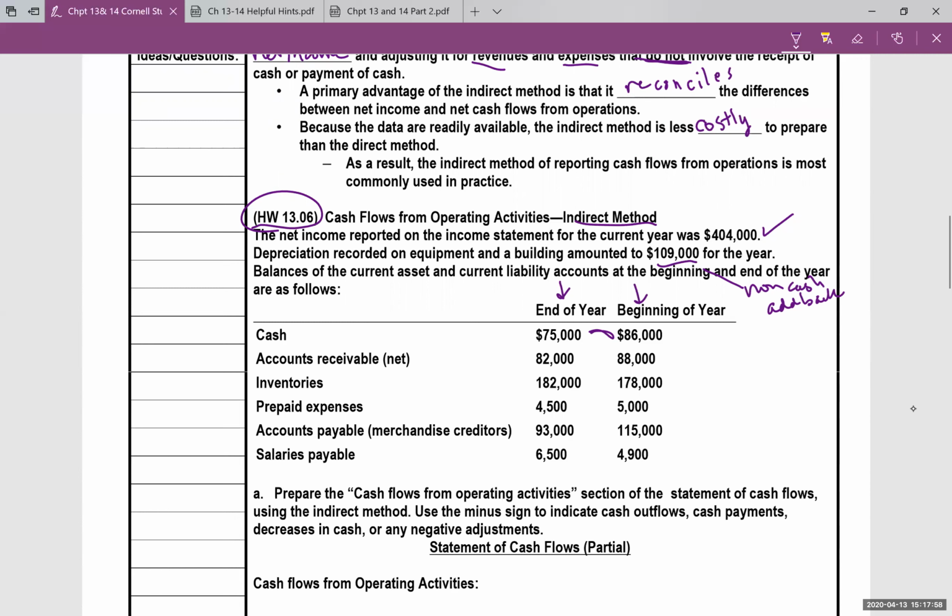So for the accounts receivable, the difference is it started out at the beginning of the year at 88, it went down to 82. That's a difference of $6,000. Inventories went up by 4,000. Prepaid expenses went down by 500 from the beginning to the end of the year. AP, this is how much money was owed to merchandise creditors. It started out 115. They actually paid that down quite a bit. So it went down by 22,000. And then their salaries payable went up. So they paid less in salaries, if you will. It went up by $1,600.